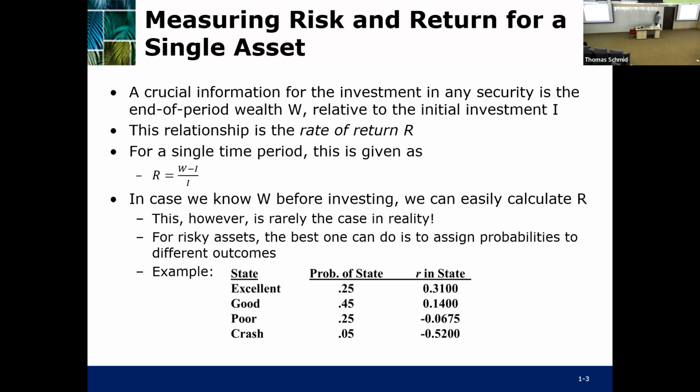So, for the risk-free asset, the return in every state is actually the same. Which means that the variance obviously is 0, which is why it's risk-free. No variance, always the same. For risky assets, of course, this is not the case. For risky assets, we have a different return in every different state.